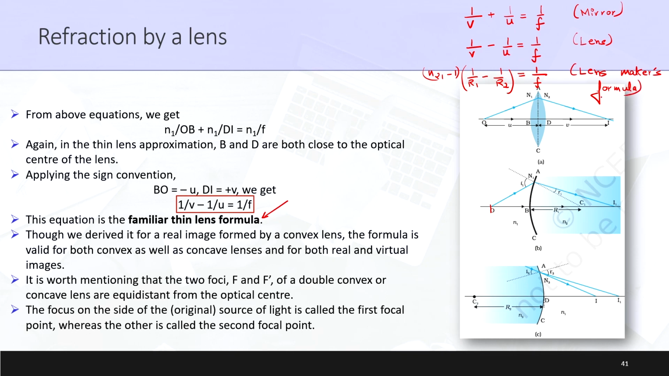Though we derived it for a real image formed by a convex lens, the formula is valid for both convex as well as concave lenses and for both real and virtual images. It is worth mentioning that the two foci, capital F and capital F dash, of a double convex or concave lens are equidistant from the optical center. The focus on the side of the original source of light is called the first focal point, that is capital F, whereas the other, F dash, is called the second focal point. You just need to remember which is F and which is F dash.